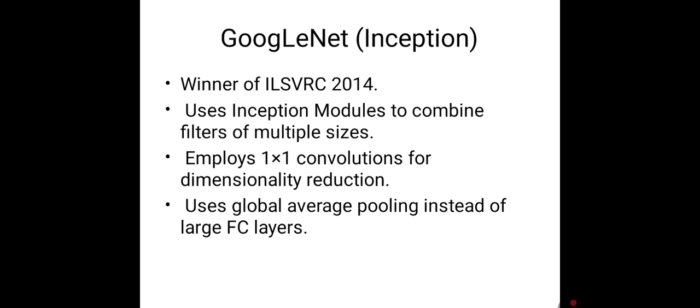Next is the GoogleNet or Inception architecture. In 2014, Google released GoogleNet, also known as Inception V1. Its main component is the Inception module, where multiple filters of sizes 1x1, 3x3 and 5x5 operate in parallel. This architecture also uses 1x1 convolutions for dimensionality reduction, making the model deeper yet computationally efficient. Instead of fully connected layers, it uses global average pooling, which reduces model size dramatically.